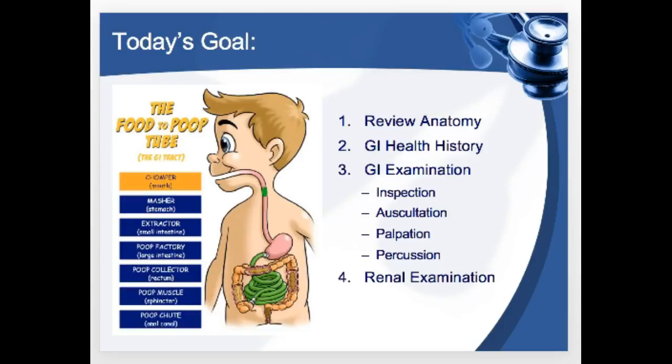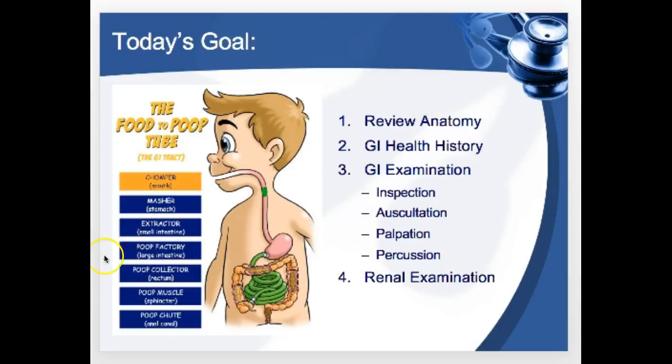and then we'll look at the GI health history, and the GI examination, which includes inspection, and a little bit different. Remember, usually we talk about inspection, then percussion, palpation, and auscultation, but it's a little bit different with the GI. We talk about inspection, then auscultation, then palpation and percussion. And then at the end, we'll talk about the renal examination or the genitourinary, specifically just renal, because GYN we'll talk about later.